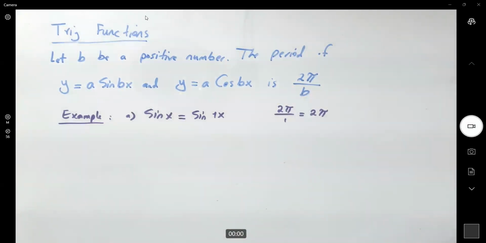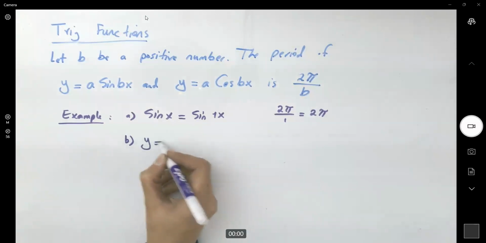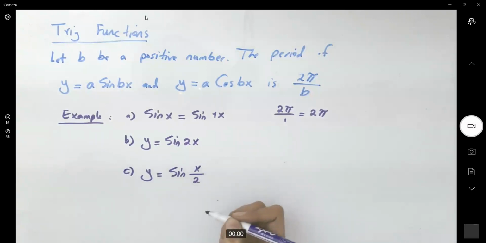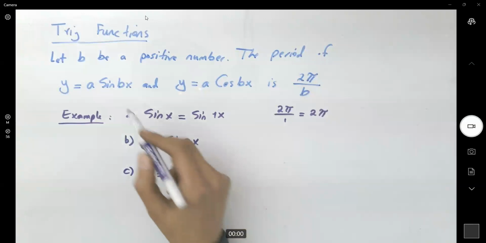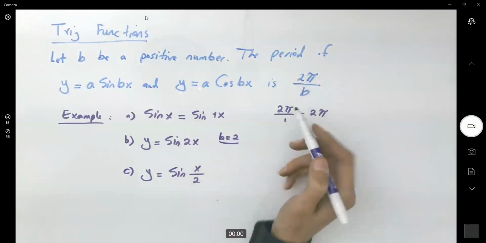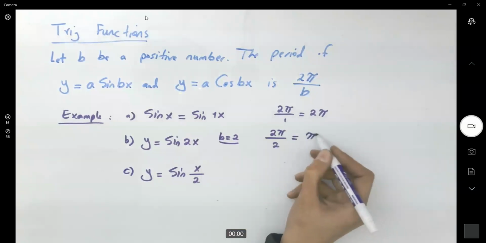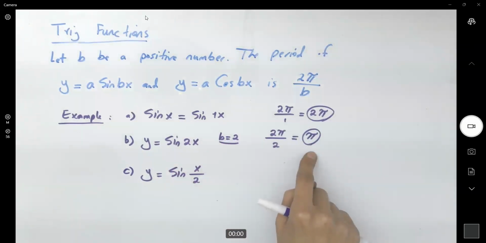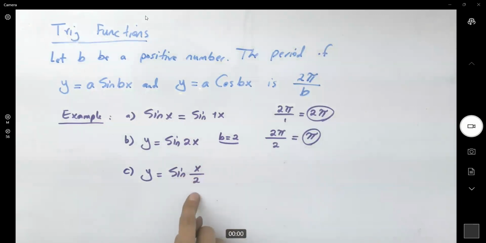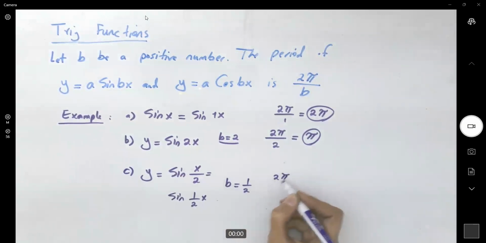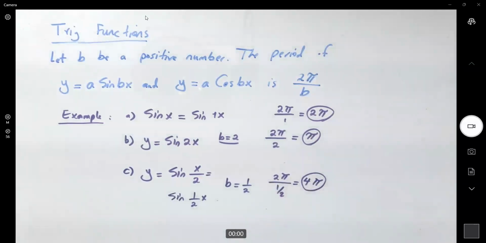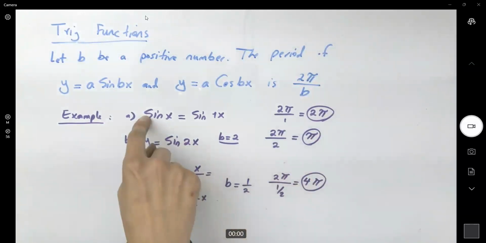Now let's take a look at another example. Suppose you have b, y equals sine 2x, and c, y is equal to sine x divided by 2. Well, this one says my b is equal to 2. If I plug that into this relation, I get 2 pi divided by 2, which is pi. So the period of sine 2x is pi. We already saw that. What about this case? You have sine of x divided by 2, or sine of a half times x. So your b is equal to a half. So you get 2 pi divided by b, and b is a half, which gives you 2 times 2, 4 pi. These are the periods of these three functions.